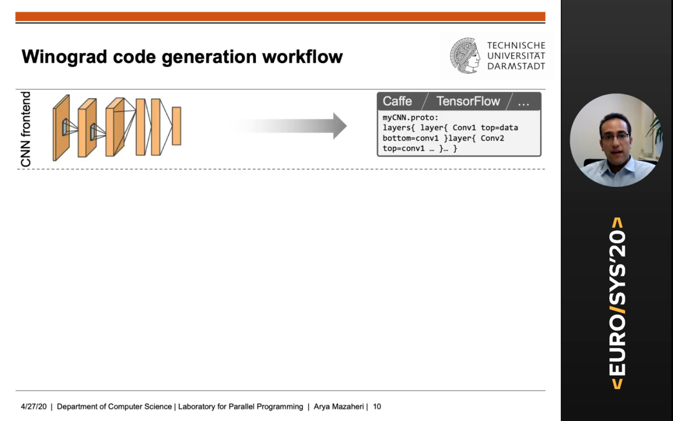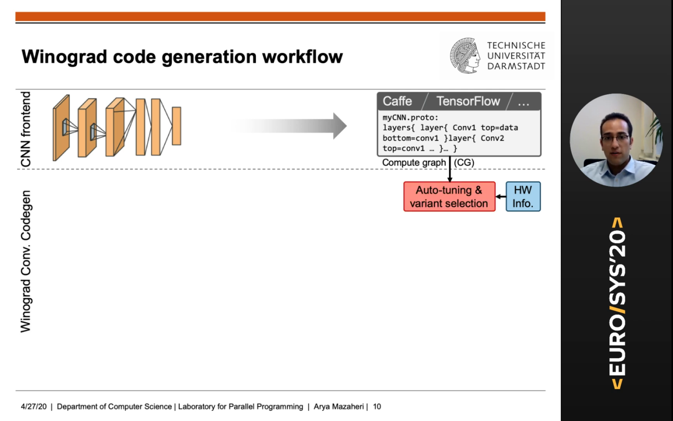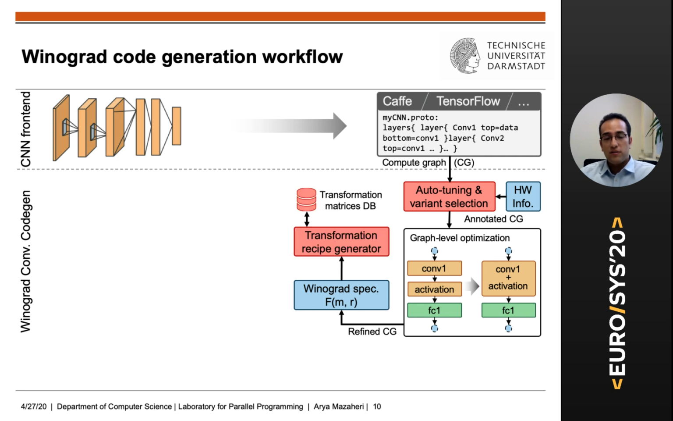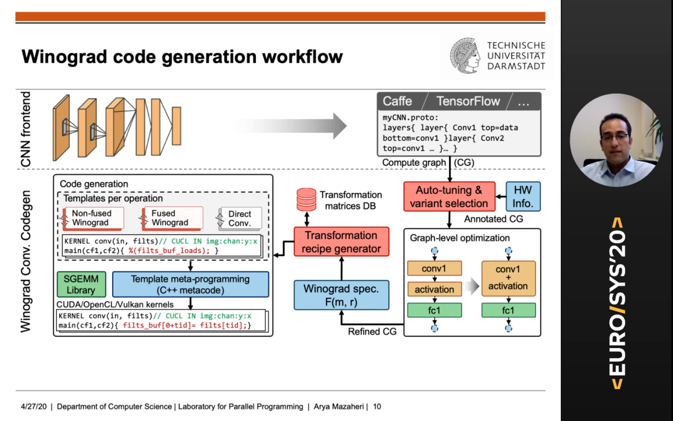The way that we address these questions is that we first implement our approach in an inference framework, and the way the inference framework usually works is that it represents the neural network as a computational graph. We take the computational graph and try to select the right variant. For example, the auto-tuner might select a Winograd convolution, and if Winograd is selected, then our job is to generate efficient transformation recipes.